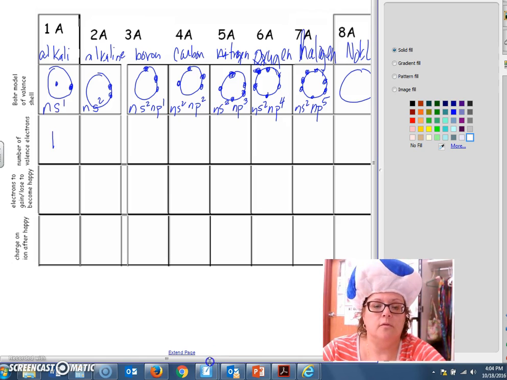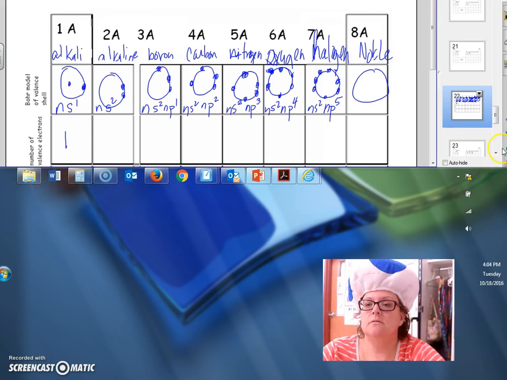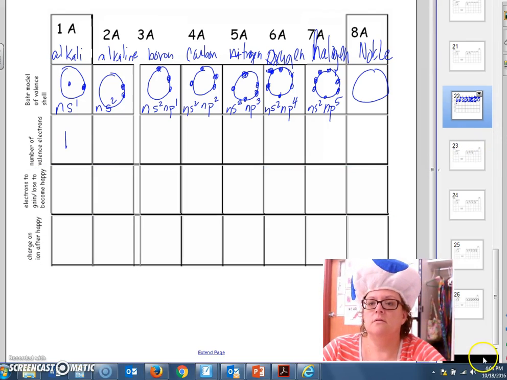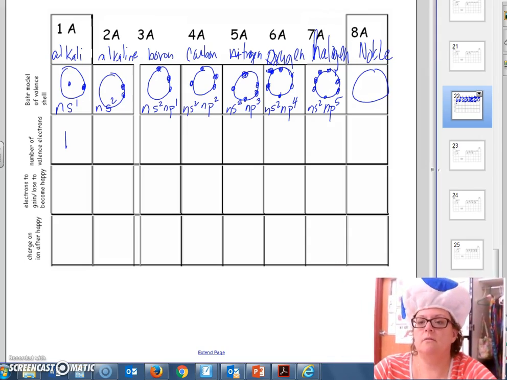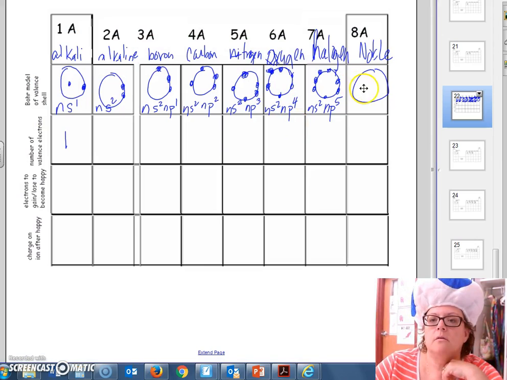And then the noble gases, let's see if I can move that over. Oops, I don't know what I just did there. Sorry about that. And of course it goes away.